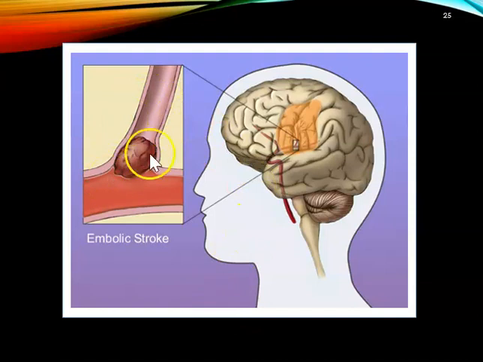An embolic stroke, like the one we see here, is going to be a blood clot from somewhere else in the body that travels to the brain. So think about blood clots in the legs. Those generally go to the lung, but sometimes we can have a clot that goes to the brain that was developed in an extremity.